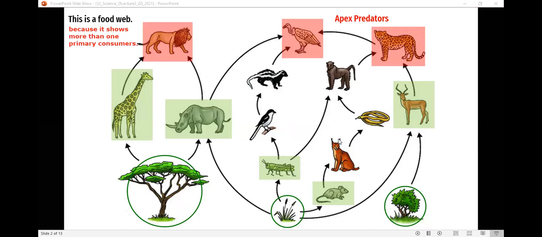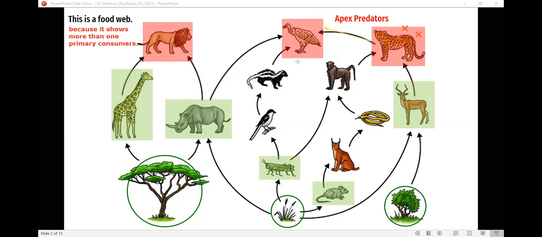Let's find one. Yes, what? The leopard, I think, eats the giraffe but gets eaten by the bird. Ah, okay, you're right. Excellent. So this is a mistake. This is not an apex predator, because it is eaten by the vulture. So we only have two apex predators in here, the lion and this vulture. It's the meat-eating bird, the carnivorous bird.